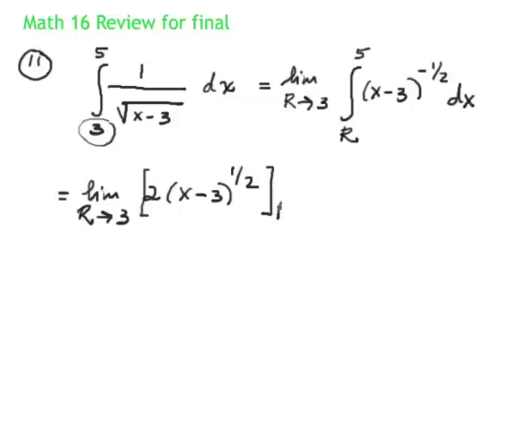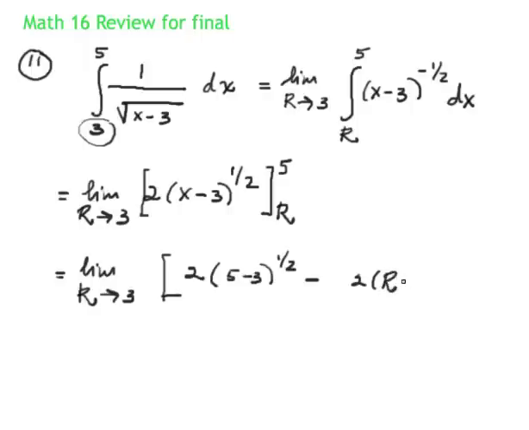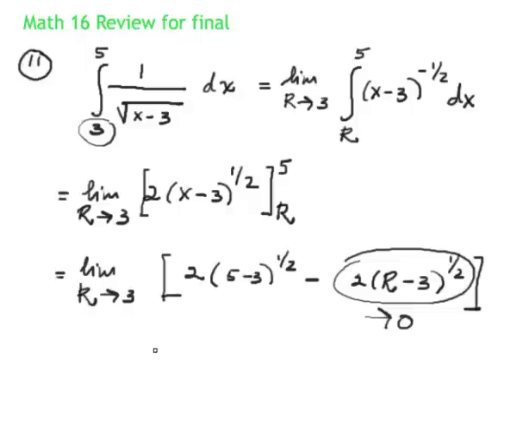And we'll take the limit, we'll substitute in 5 and r. Let's do that. So here we have 2 times 5 minus 3 to the 1/2 minus 2 times r minus 3 to the 1/2. When we take the limit as r goes to 3, this goes to 0. So this limit is equal to this first term, 2 times 2 to the 1/2. That's 2 square root 2.